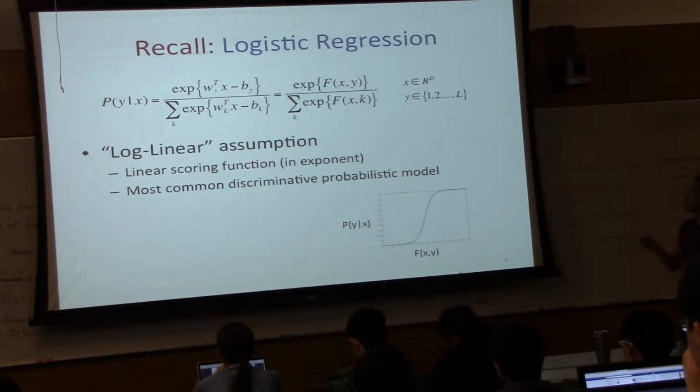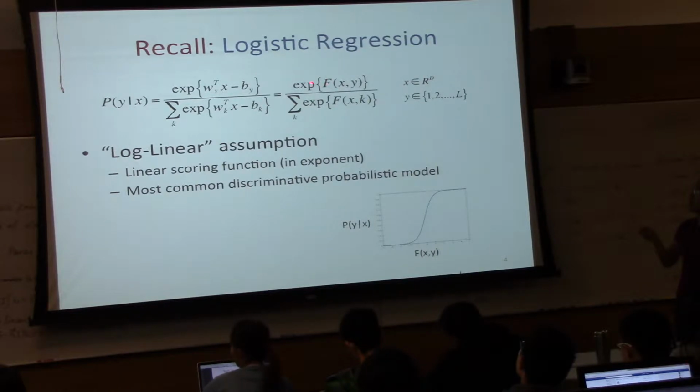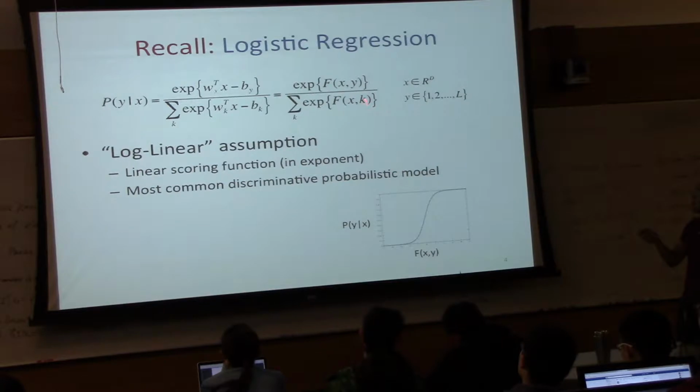And the way that works is you have some scoring function, which I generically call capital F, over inputs and outputs. The conditional probability is modeled by e to the F, the scoring function of the x, y pair that you're computing the probability over, divided by the sum over all possible values of y. So here, if there are capital L values, the index k indexes over all of them. Right? So this is the standard form. This is the most abstract form of logistic regression.